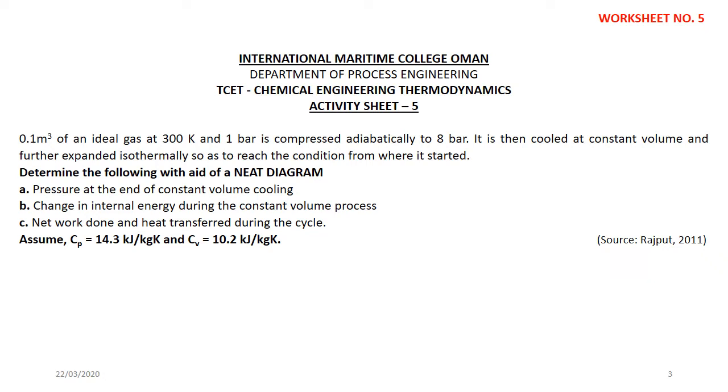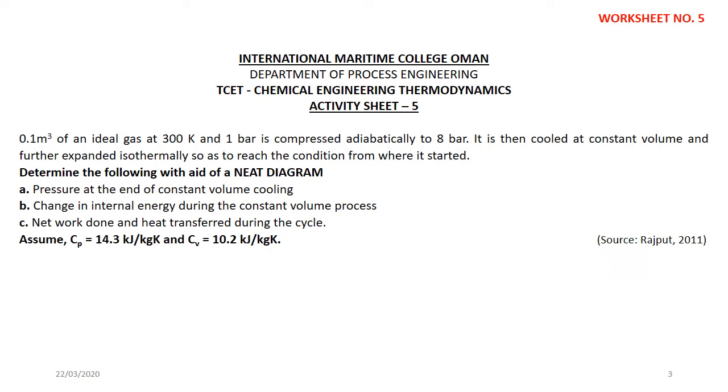In worksheet number 5, again this is a problem which comprises 3 important processes at a time. You can note down the data here: the volume 0.1 meter cube, temperature T1 300 Kelvin, pressure 1 bar, and P2 pressure is also given. Then it is cooled at constant volume and further expanded isothermally so as to reach the condition from where it started. So please note down the processes in order.